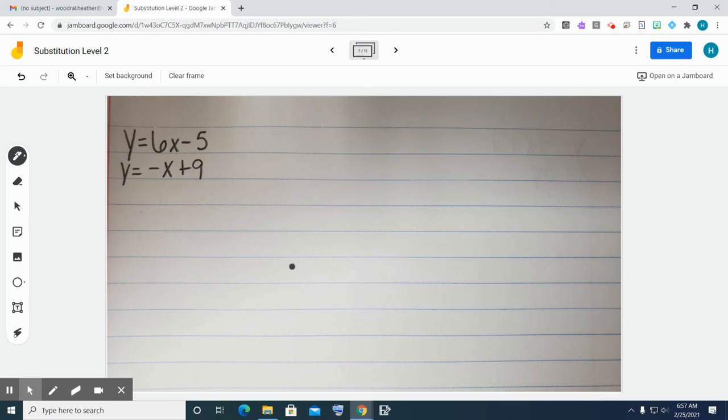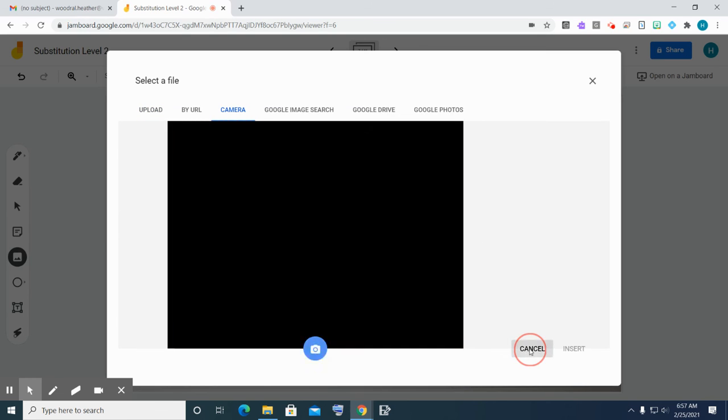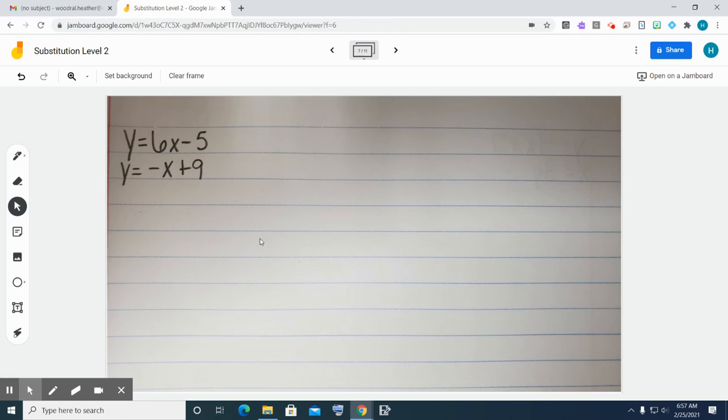Or just upload a picture. Just remember to upload a picture. All you do is click this picture tool, camera, and it's going to pull up your camera. And then you just take the picture and it'll insert it for you. So either insert your work or write it on here. No work equals no points. So don't just give me an ordered pair. I have to see your work. If you can't figure out how to add it here, email it to me.